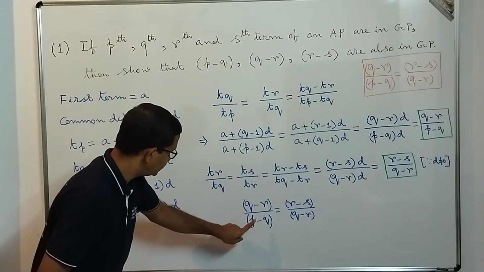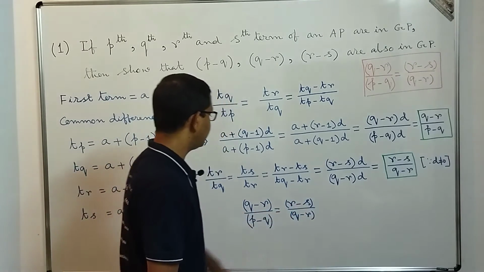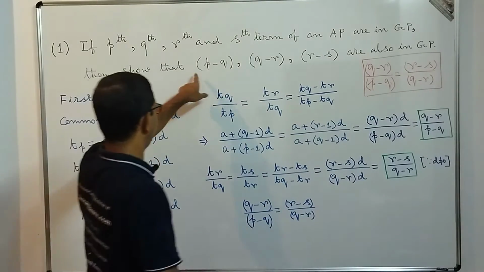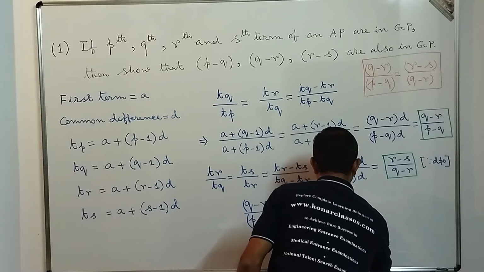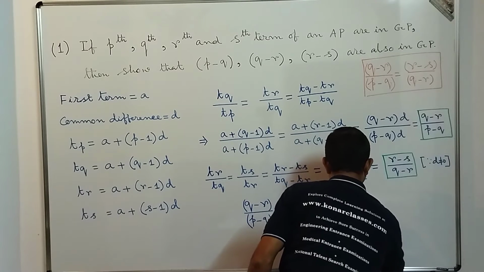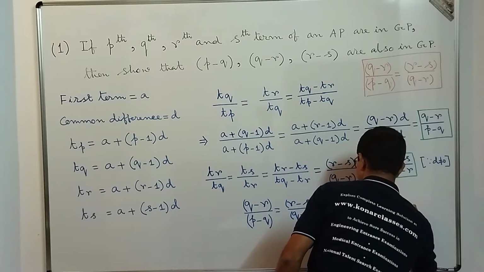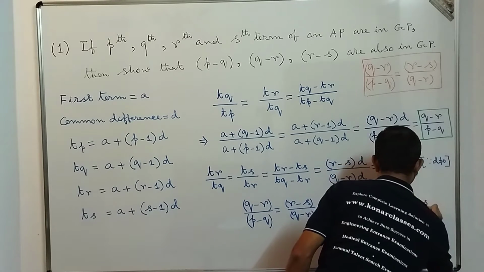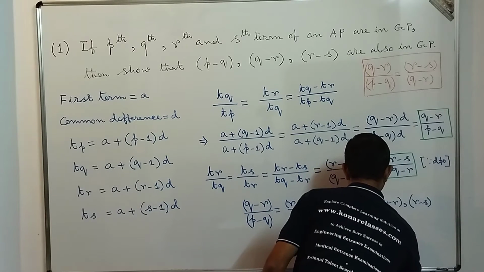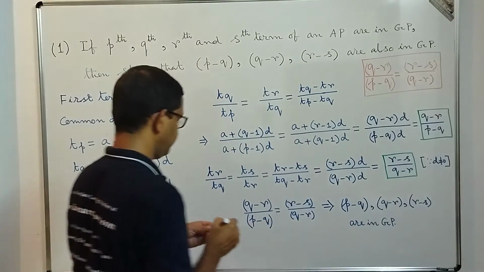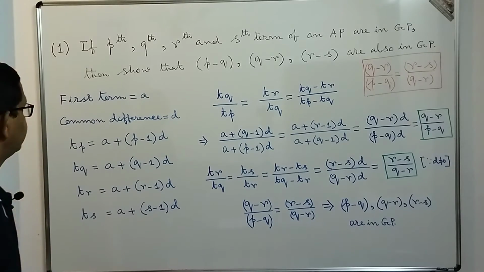This means what? That p minus q, q minus r, r minus s are in geometric progression, which we need to prove, right? So this implies that p minus q, q minus r, r minus s are in geometric progression. Okay dear students, so now let's proceed to the next question. I hope it is absolutely clear.